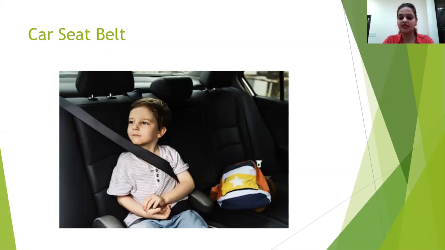So a seat belt is also known as a safety belt. It is a vehicle safety device designed to secure the driver or passengers. It applies an opposing force to the driver and a passenger of a vehicle against harmful movement that may result during a collision or a sudden stop.